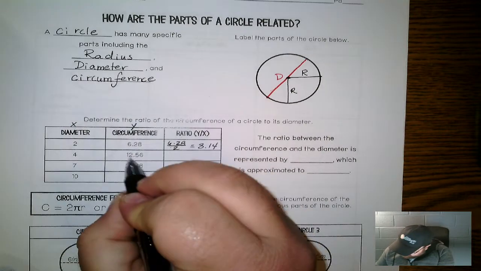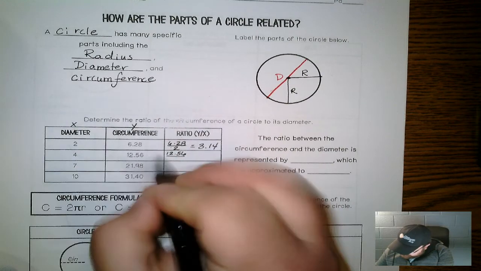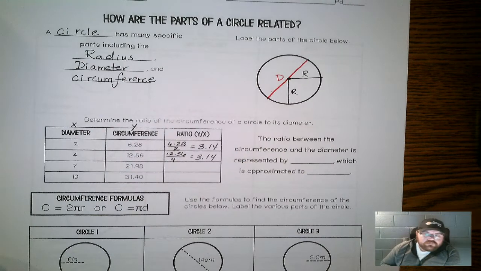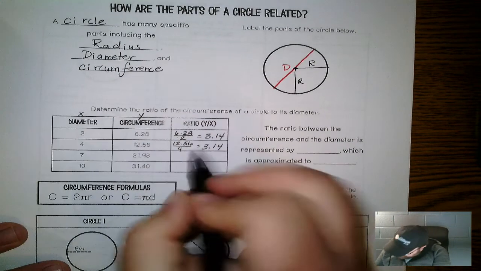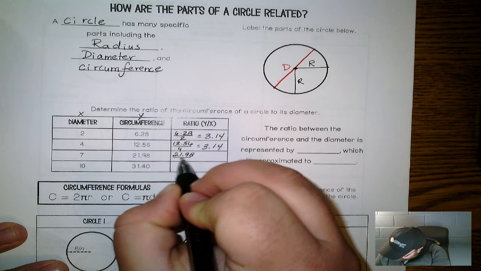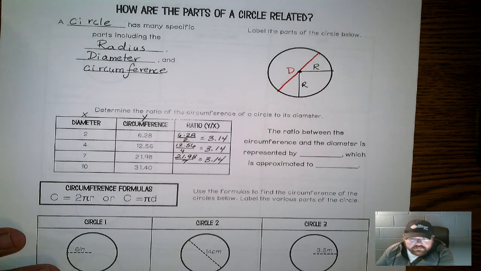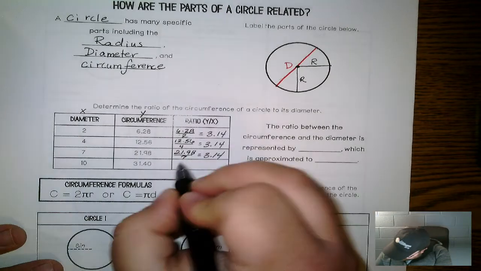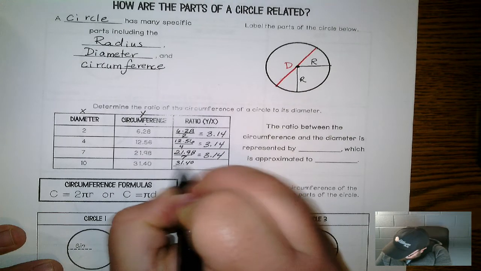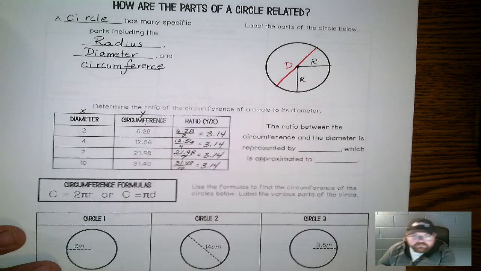For the second one, you have 12.56 divided by 4, which is going to give you 3.14. The third one, we have 21.98 divided by 7, which is equal to 3.14. The last one, we have a circumference of 31.4 divided by 10, which gives you a quotient of 3.14.